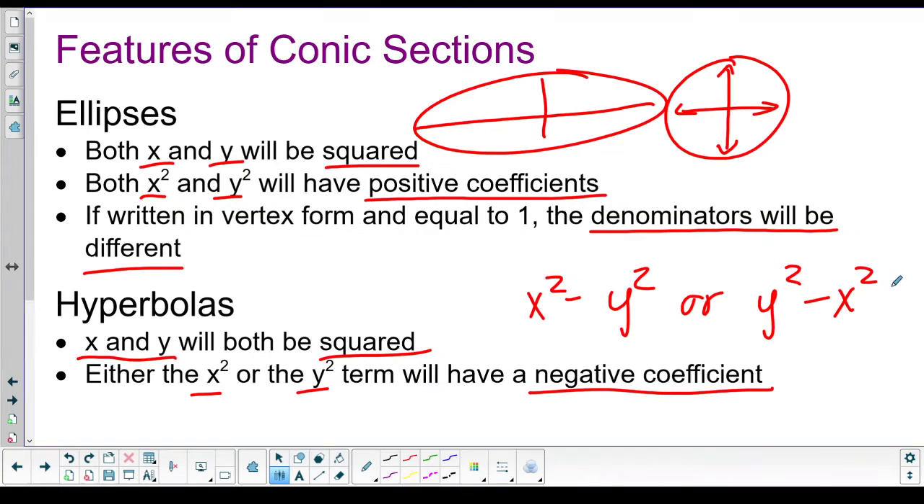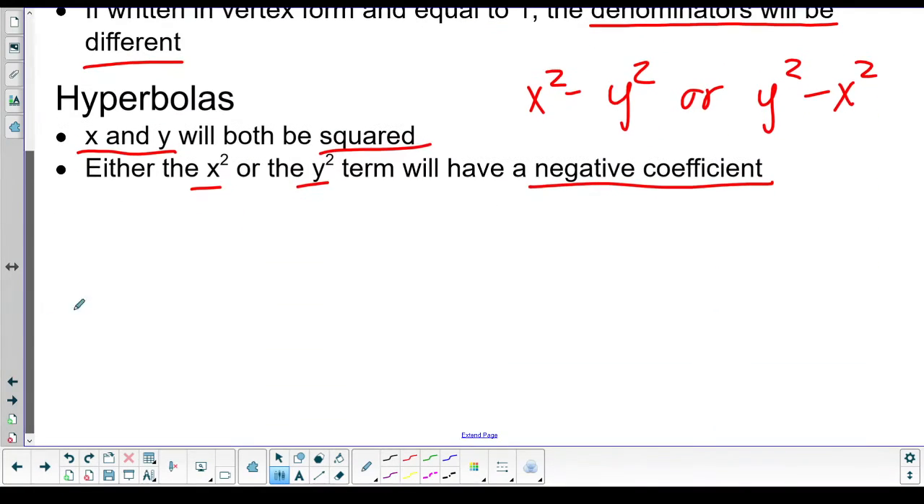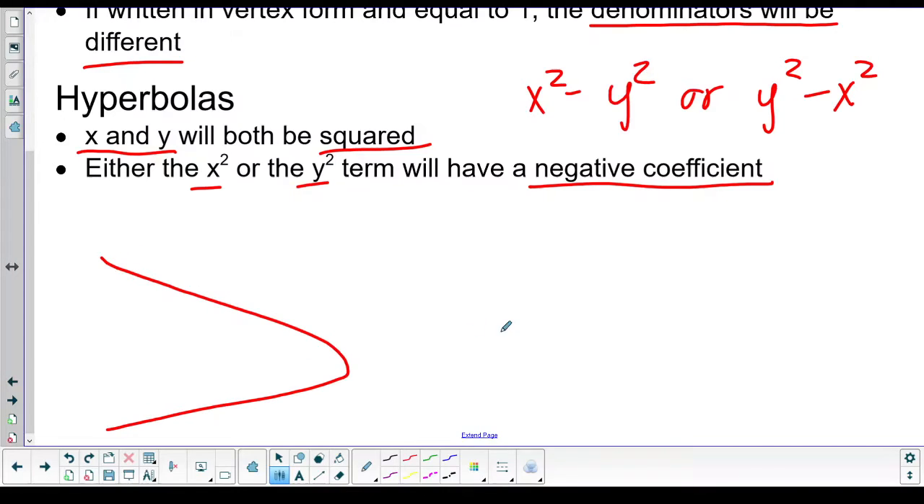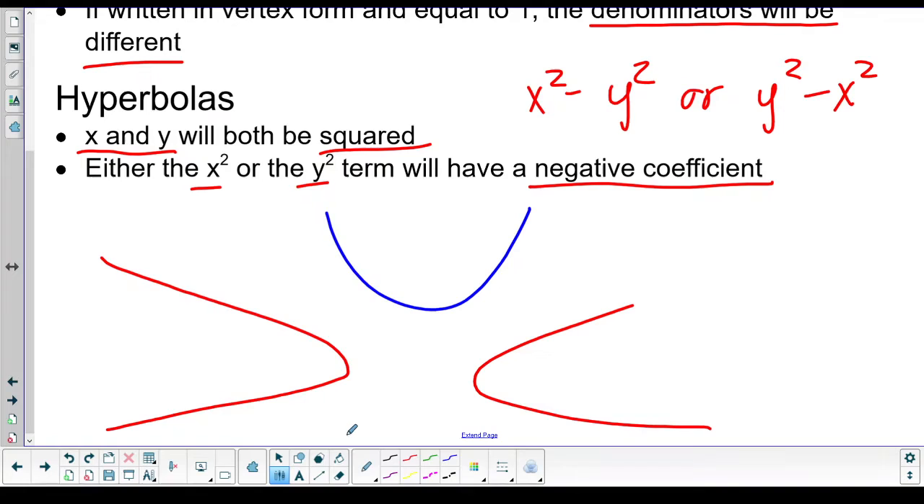You're going to say, Mr. Barton, what about the denominators of hyperbolas? Are they the same or are they different? Well, they could be either. If they are different, it just means our hyperbola is going to be really stretched out like this. If they're the same, then our hyperbola would be a little more symmetrical in the x and y directions.